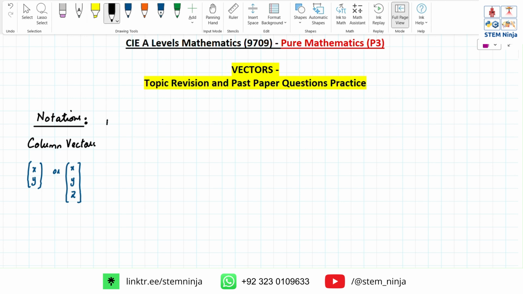Another one is unit vector notation. How that works is we have the same vector, but it can be represented in the form of i, j, and k. So i, j, and k are the unit vectors in x, y, and z axes.